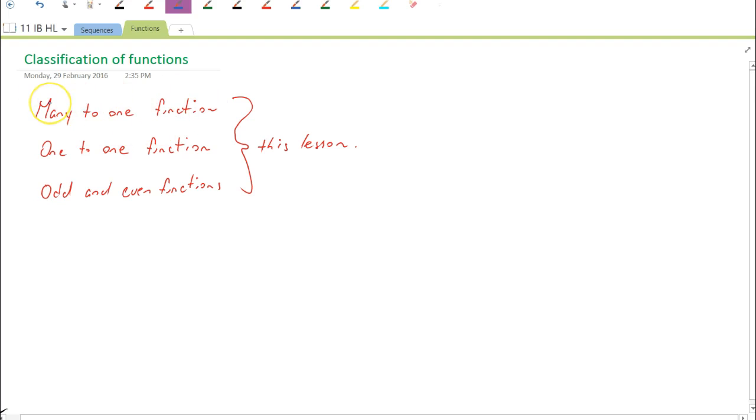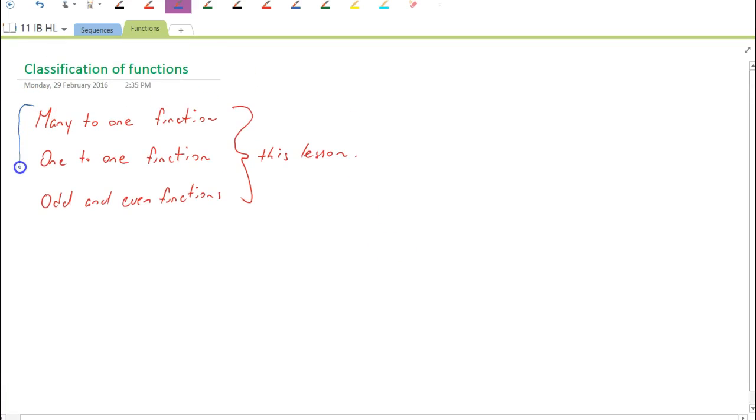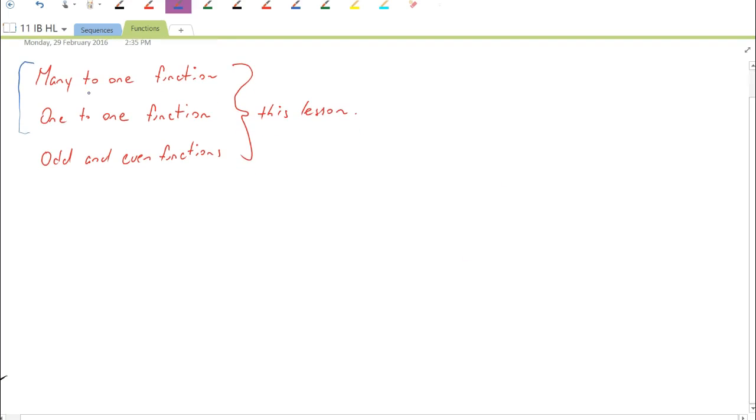Let's look firstly at the many to one function, and the one to one. So really these two are linked. A function is either many to one or one to one. And what many to one means is we're looking at how a function's range is mapped to its domain.